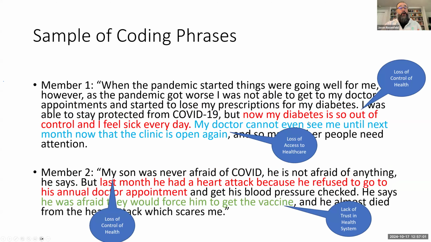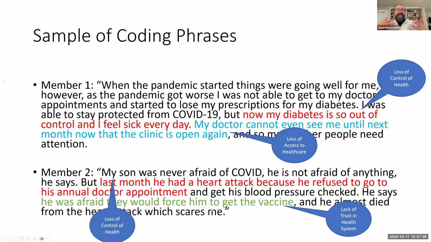So when we were coding these and coming up with our themes, our red we called loss of control of health. Because they lost access to healthcare, they lost some control over their own health, right? And Susan even calls it a challenge to get an appointment due to backlash, right? So we simplified that down because loss of access helped us look at other common issues. But then here in the green, we had lack of trust. Part of it was this person didn't want to go because they were afraid they would get forced to get a vaccine if they went to the clinic.